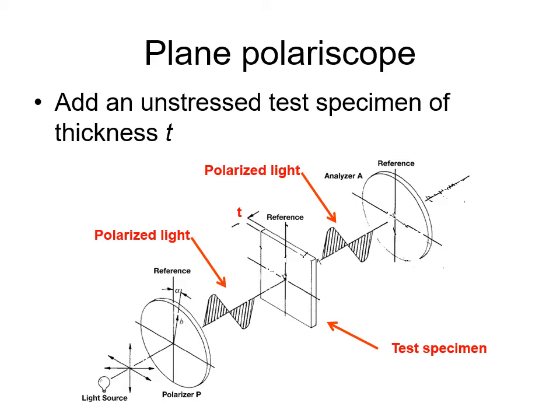Now what happens if we want to add in our test specimen? We're going to have some test specimen of a known thickness T. Our light source goes through the first polarizer, and we have our reference angle alpha. Coming out of this polarizer, we have our polarized light, which enters our test specimen, and the opposite side is what leaves our test specimen. We can go back through this analyzer A and get our results coming out of the other side.